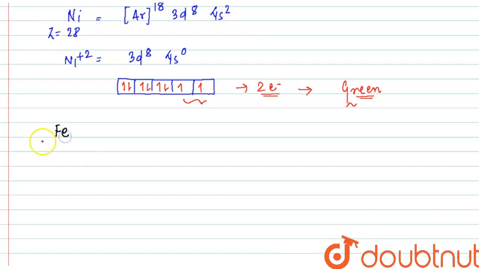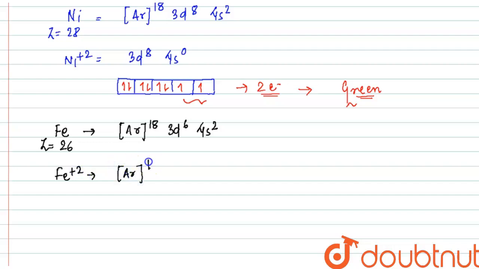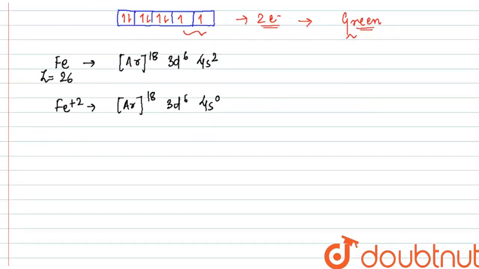So Fe with atomic number of 26 has the electronic configuration of Ar, right? 18 electrons filled, and then we have 3d6 and 4s2, right? Now Fe plus 2 means we have argon 18, and then we have 3d6 and 4s0, right? 2 electrons are taken out or removed from s orbital. Now let us draw the electron filling diagram or electron diagram for this.